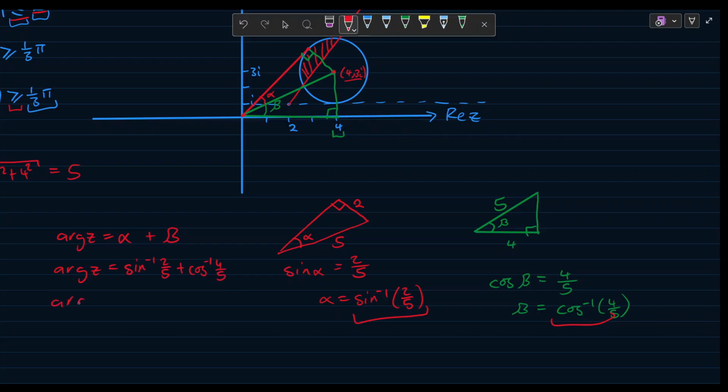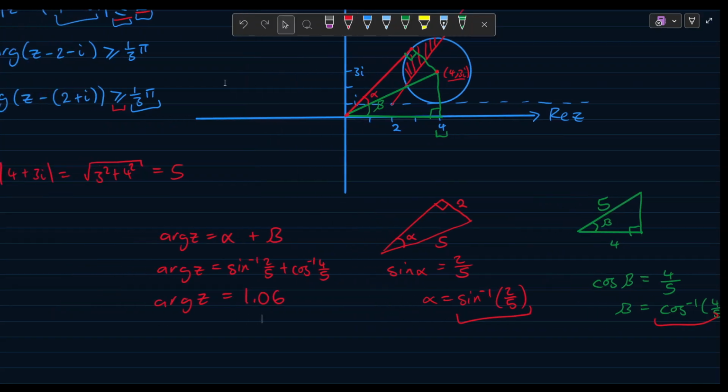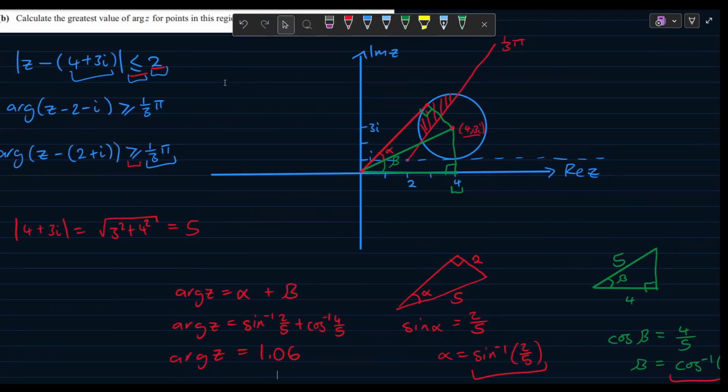Let's punch this into the calculator. I will do this in radians, but since they haven't specified, you can be in either radians or degrees. So arcsine of 2 over 5 plus arccos of 4 over 5. That gives us 1.06, correct to 3 significant figures. And that's the greatest value of arg z for points in this region.